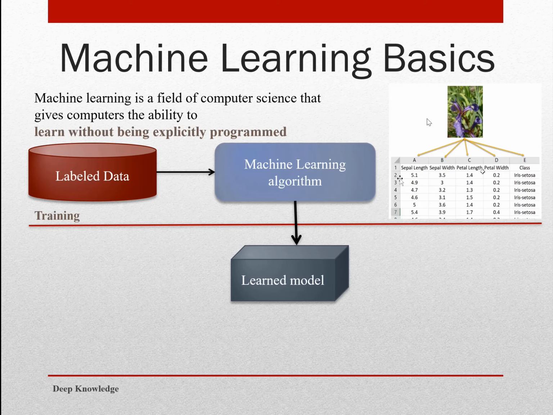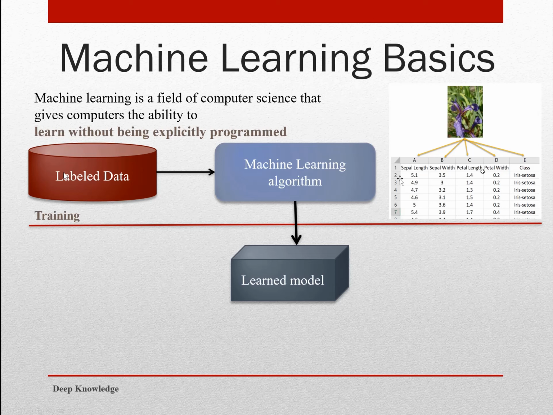Machine learning is a field of computer science that gives a computer the ability to learn without being explicitly programmed. For example, if you already know decision trees, support vector machine algorithms, linear regression, etc.